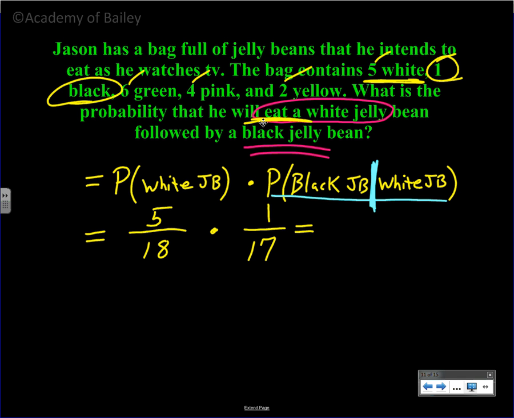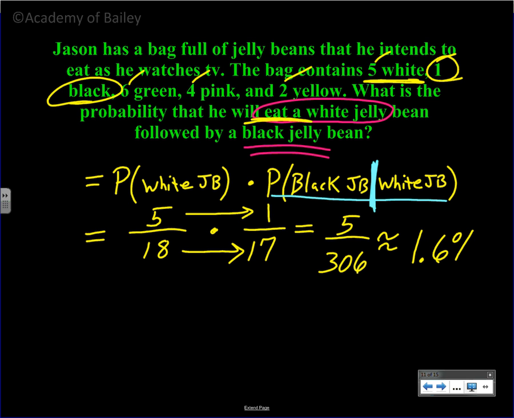So let's go ahead and multiply these. On the top, when you multiply 5 times 1, you're going to get 5. And on the bottom, when you multiply 18 times 17, you get 306. And let's figure out what that percentage is. That's going to be 1.6%. So the probability of him choosing a white jelly bean and then choosing a black jelly bean is highly unlikely to happen.